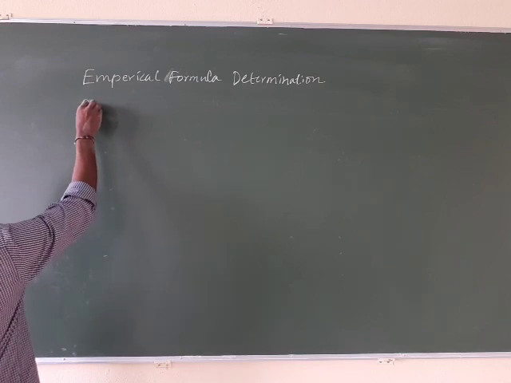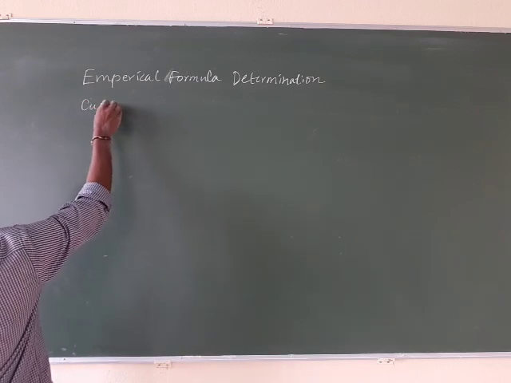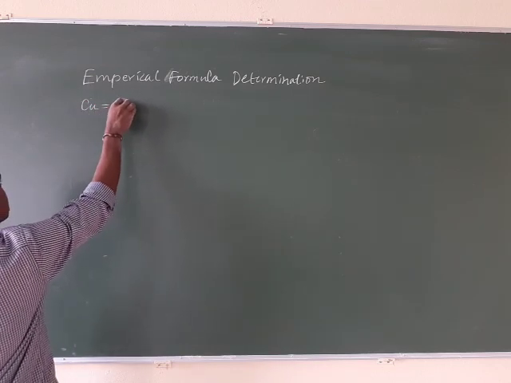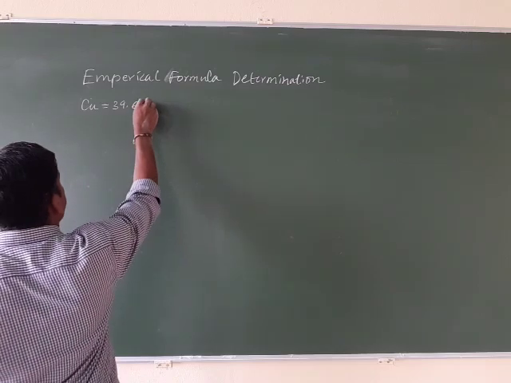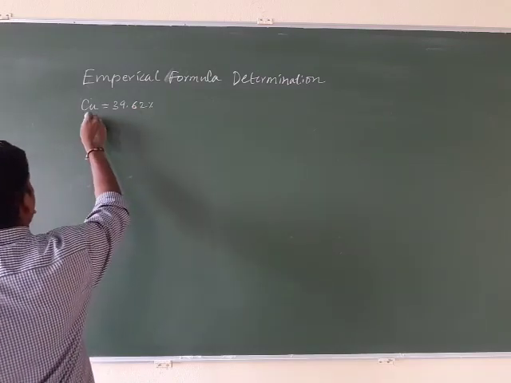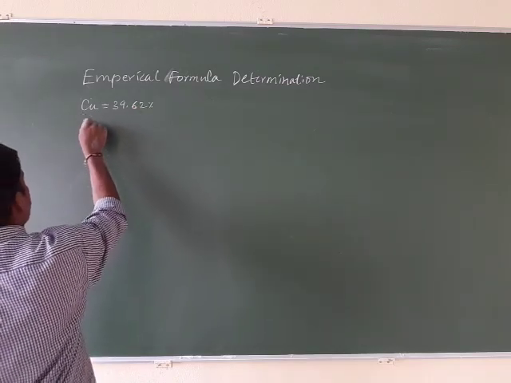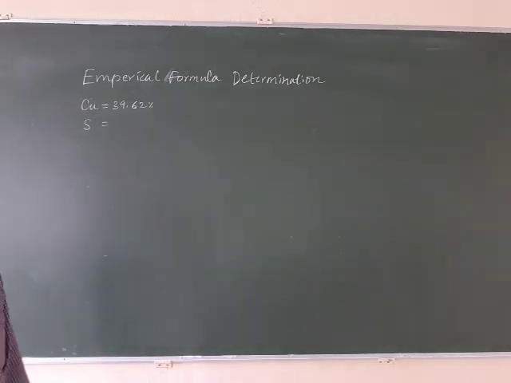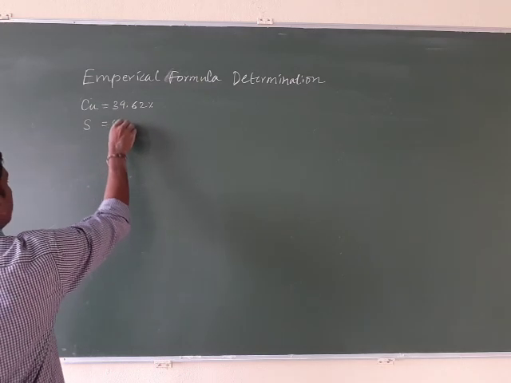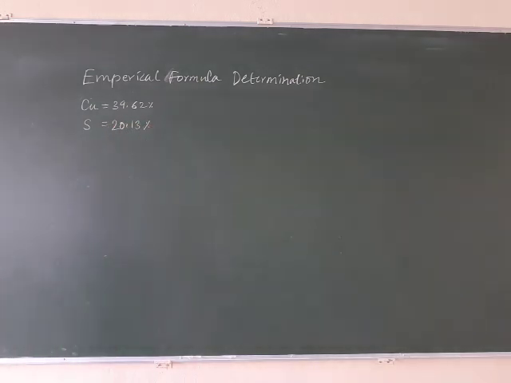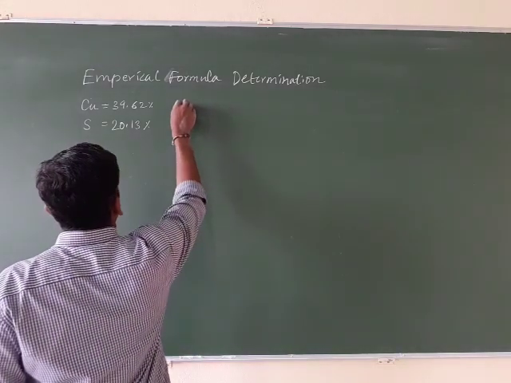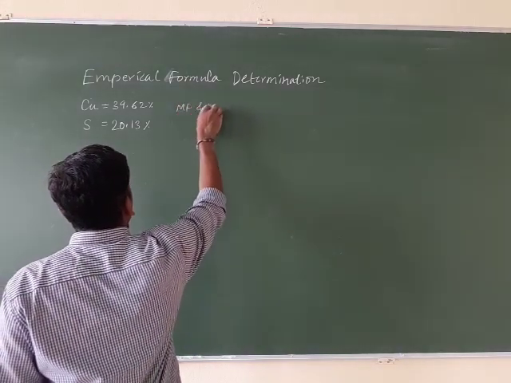Okay, so what have they given? They have given the percentage composition of copper, that is 39.62%, and the percentage composition of sulfur, which is 20.13%. And they want to determine the molecular formula and empirical formula.